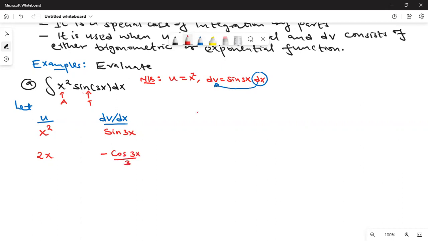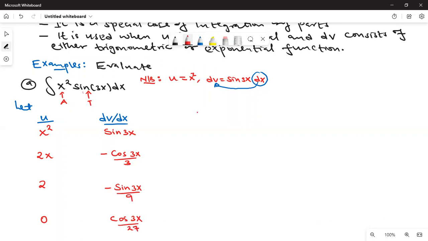Now again, continue differentiating 2x. When you differentiate 2x, we are going to get 2. And now integrate cosine 3x over 3. What gave us that? When you differentiate sine, you get positive cosine. So here I expect to have negative sine 3x over 9. When you differentiate 2, you get 0. And now when you integrate negative sine 3x over 9, that is the same as cosine of 3x over 27.